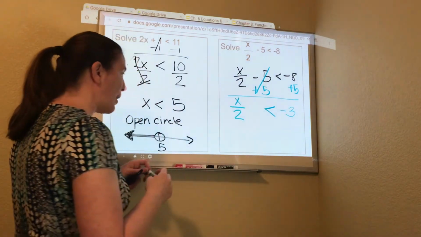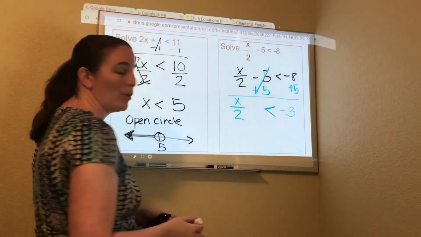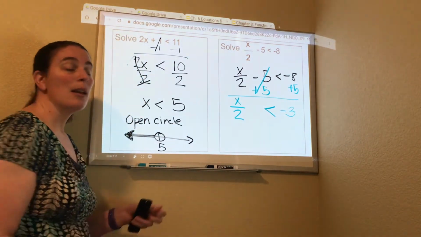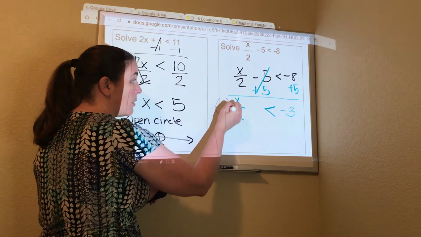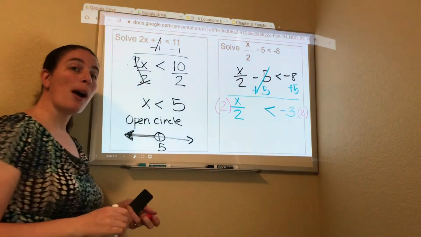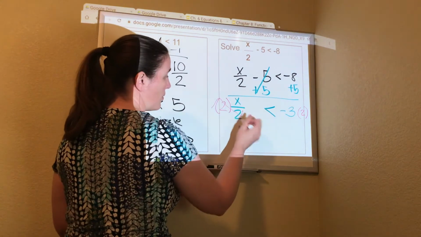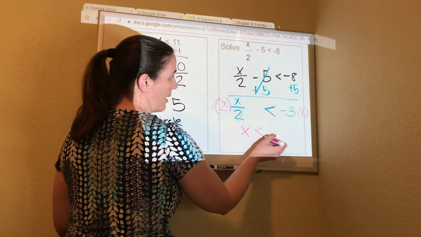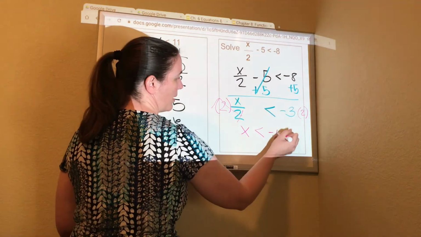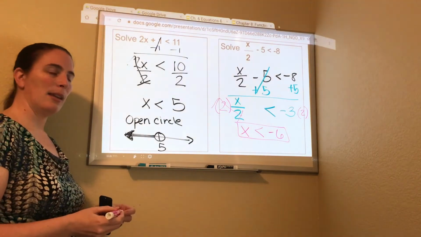All right, next step. Now, I see that I have x divided by 2. Well, what's the opposite of dividing? Multiplying. So I'm going to multiply both sides by 2. Now, it's a positive 2, so I don't need to flip the sign. So this will cancel out, so I'm left with x is less than, and negative 3 times 2 is negative 6. And that is my solution, x is less than negative 6.